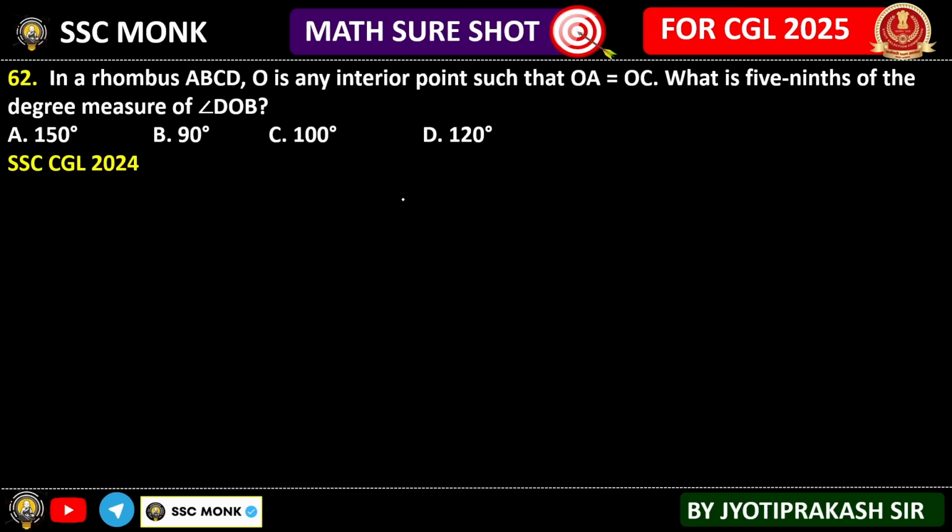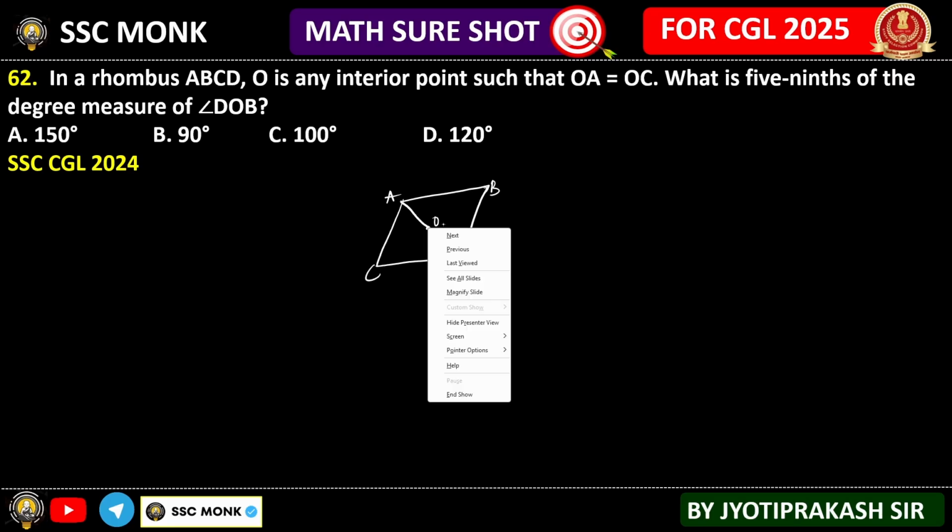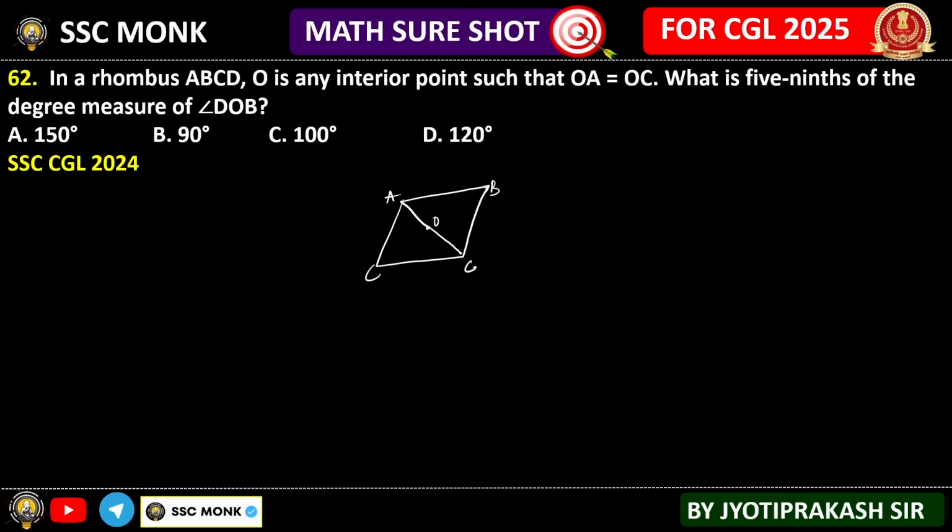Next, in a rhombus ABCD, O is an interior point so that OA is equal to OC. So let's say this is a rhombus. Okay, so this is a point O. So this is A, this is B, this is C, this is D. So it is saying OA is equal to OC. Okay, it is saying what is 5/9 of angle DOB.